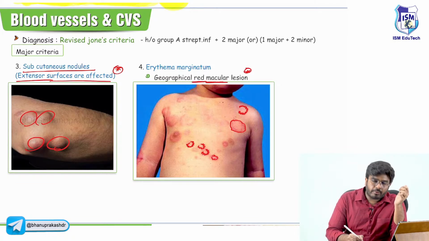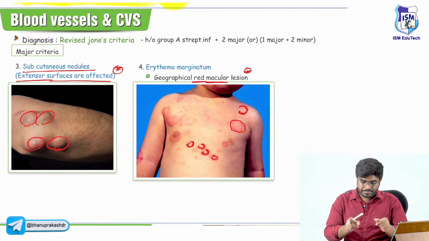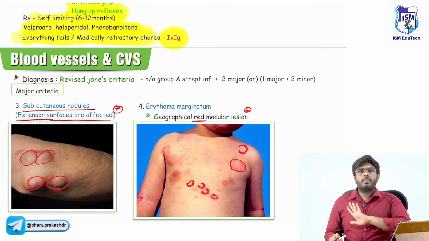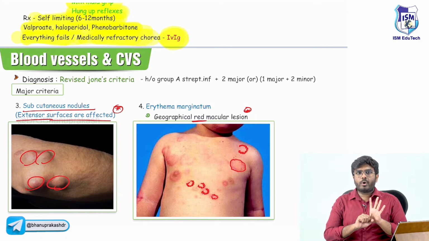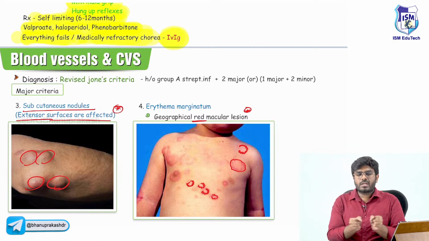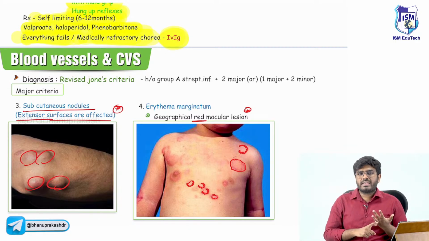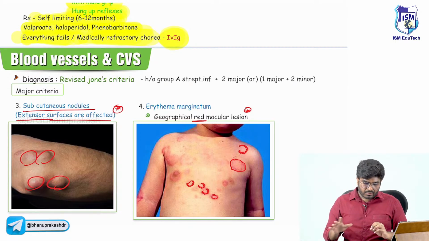Geographically, red macular lesions, with a central white color and margins which are erythematous. Okay, so all JONES are completed. J for migratory polyarthritis, O for carditis, N for subcutaneous nodules on the extensor surfaces, E for erythema marginatum, the margins are going to be erythematous, and last S for Sydenham's chorea, sir. So all JONES are completed.